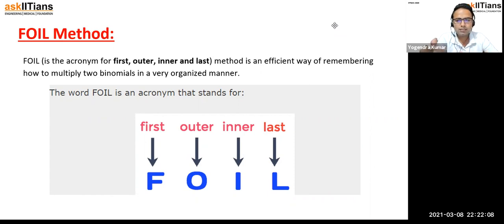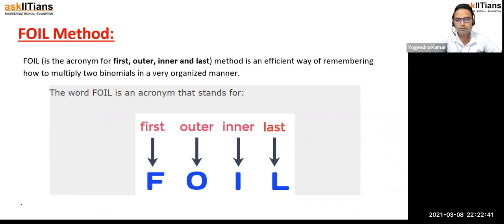Basically, we have designed this method to do the multiplication of two algebraic expressions, especially binomial expressions, because we'll be dealing mostly with binomials. Two terms, I hope you remember: binomial means bi means two, nomials means terms. So we are going to deal with two terms, and this method is specially for multiplying these two terms.